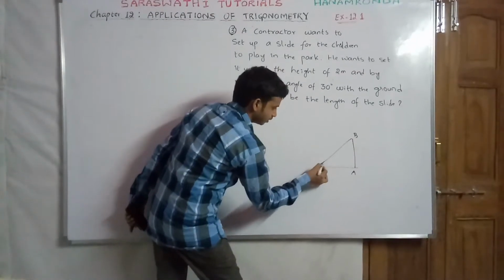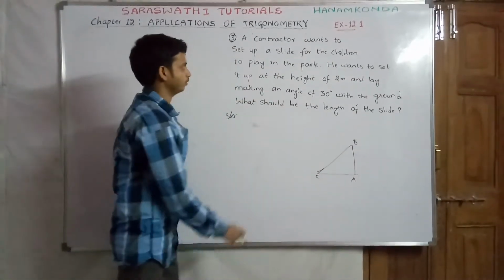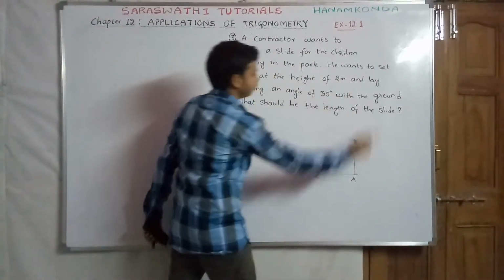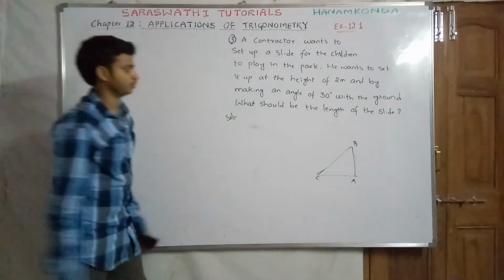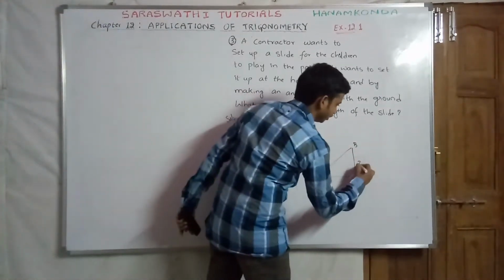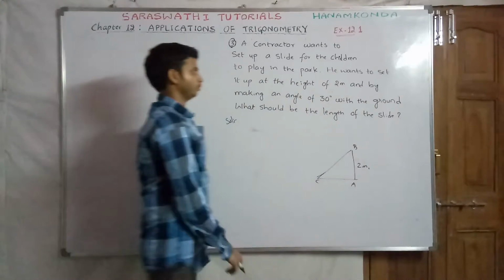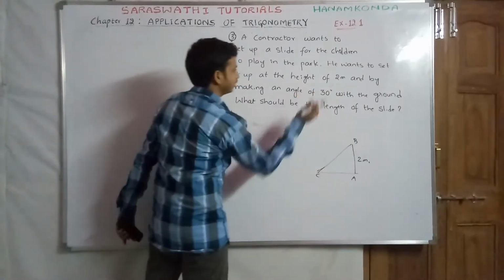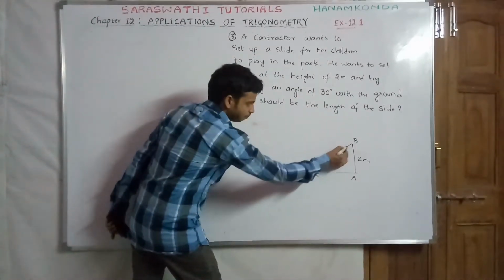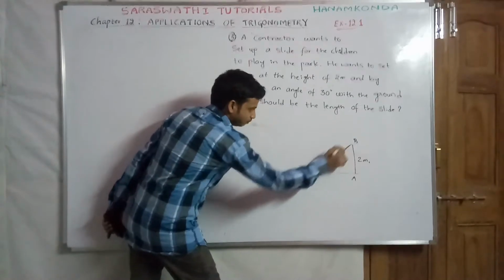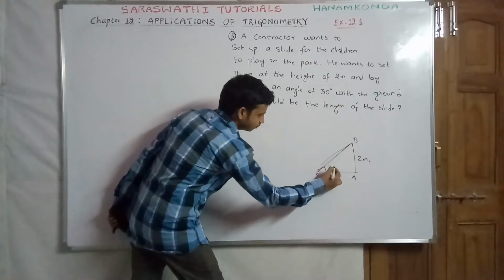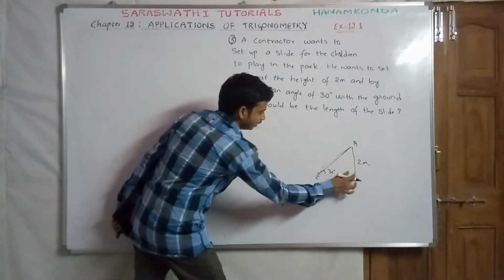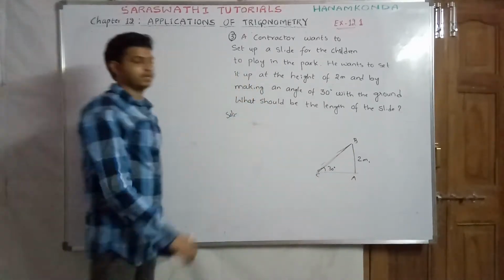And let us suppose BC is the slide. You want to set it up at a height of 2 meters, as mentioned in the question. That means the side length AB is 2 meters, and making an angle of 30 degrees with the ground. That means this slide BC makes an angle of 30 degrees with the ground. So angle ACB equals 30 degrees.